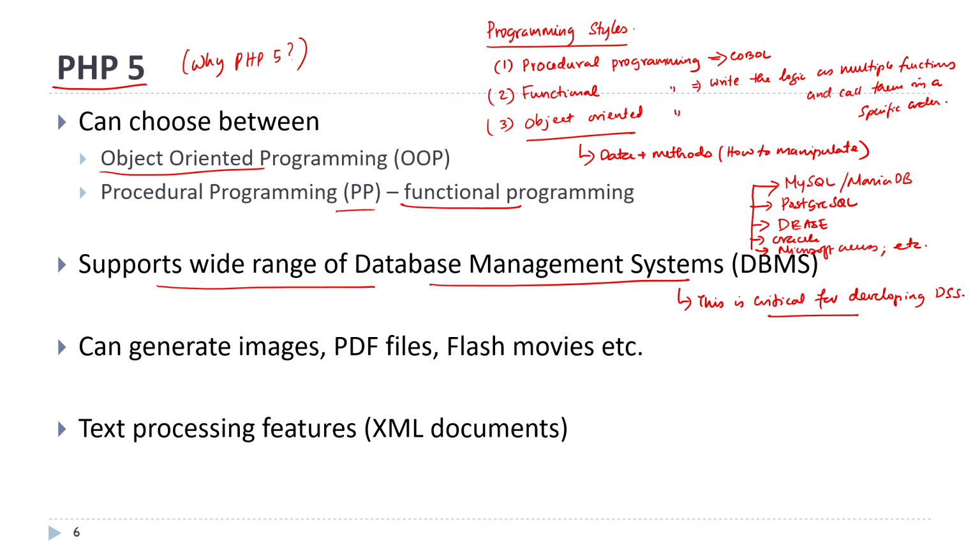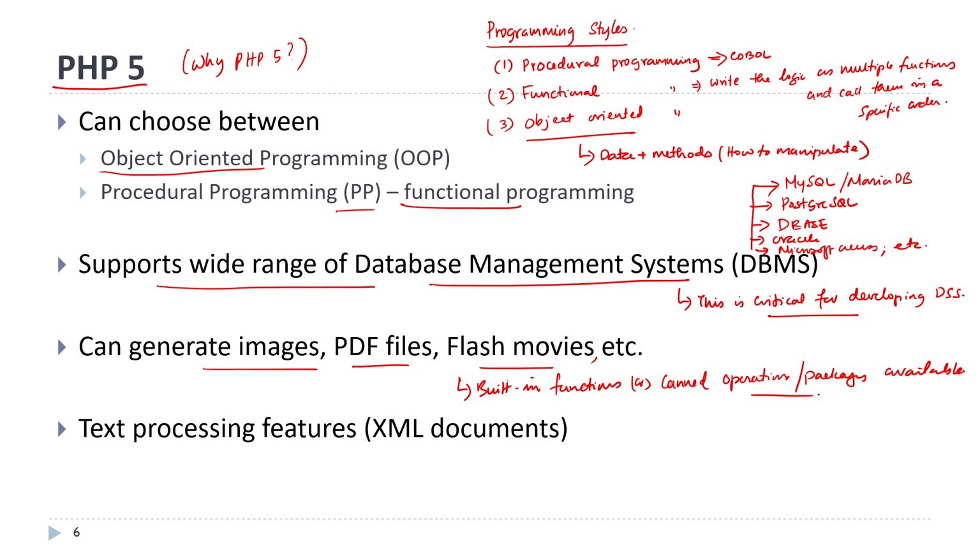Then third capability is it can generate images, PDF files and flash movies, etc. on the fly. So, these are built-in functions or canned operations, packages available. So, you do not have to write specific code for this anymore. All this is already built in. You just have to call that operation or the package and say, I want to create this particular PDF file, and PHP will create it for you.